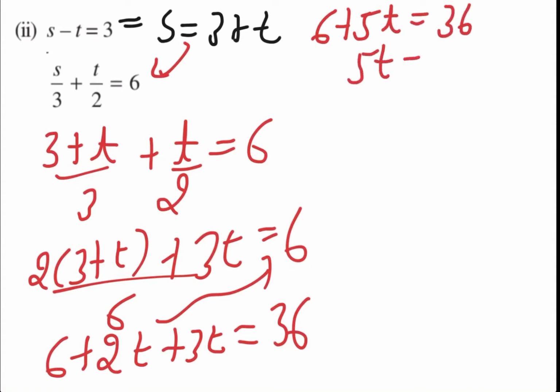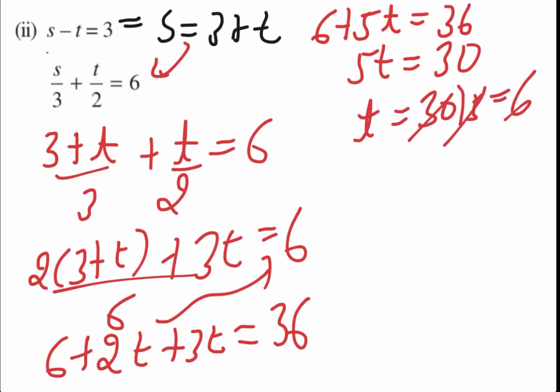5t becomes 36 minus 6. I transpose the 6 there, which is 30. So what is t? 30 by 5, which is 6, is the value of t. Fine. Now substitution period 1 is over. Let's come to the substitution of the second term.